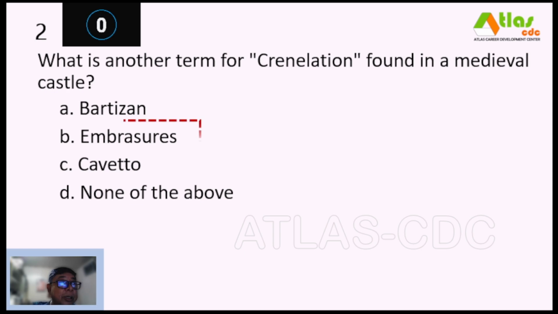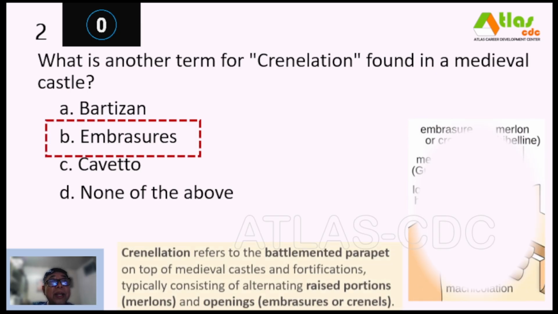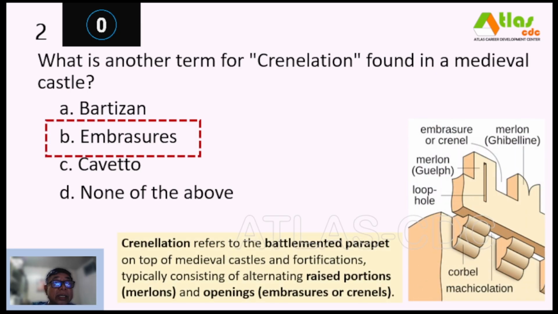And our correct answer is letter B, embrasures. So, crenellation refers to the battlemented parapet, this one, on top of medieval castles and fortifications, typically consisting of alternating raised portions, merlons, and openings, embrasures or crenels. Ito yung merlon. Ito yung opening, is the embrasures or crenel.